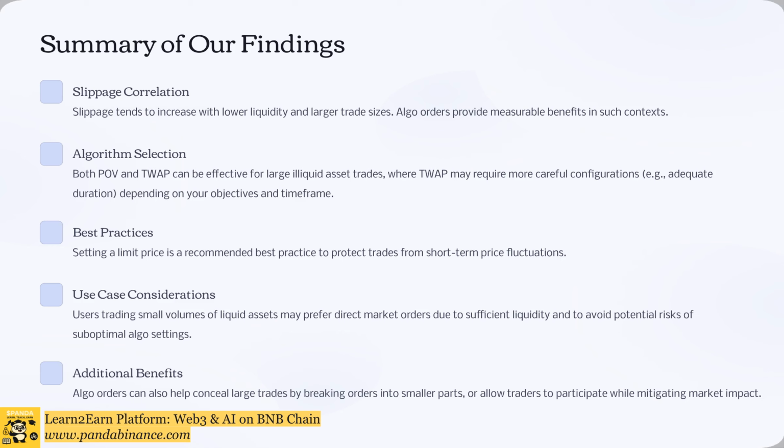For users trading smaller volumes of liquid assets, direct market orders often suffice due to ample liquidity, and the potential downsides of incorrect algorithm configuration could outweigh the advantages. Finally, these algorithmic orders can help mask the size of large trades by dividing them into smaller portions, lessening market impact and facilitating smoother trade execution.